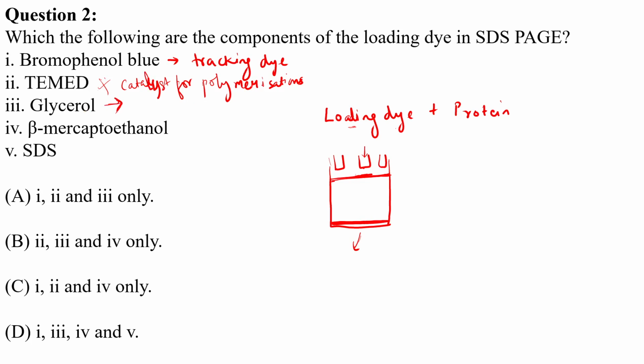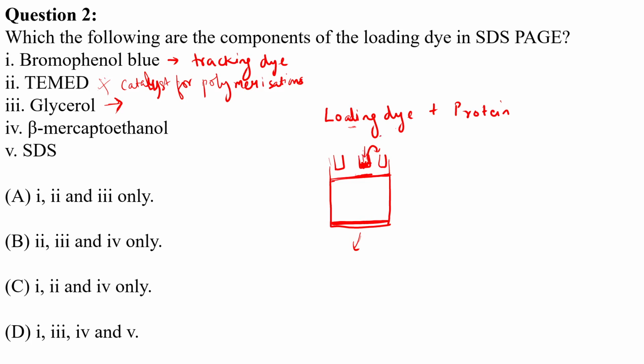Why do we add glycerol in the loading dye? So now you know we are loading the samples in the well, right? These wells are thin, narrow, vertical wells, right? So when we are loading the sample, we want all the sample to move down and settle in the well. We don't want any sample to come out of the well and move into some other well. So that will be contamination of the sample, right?